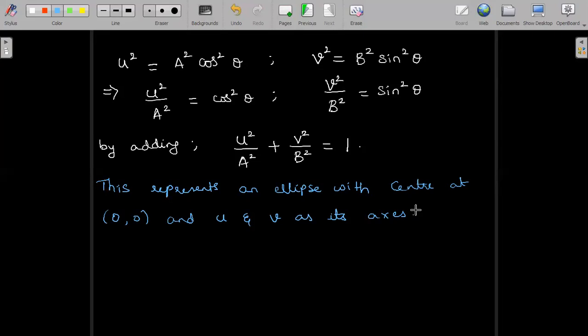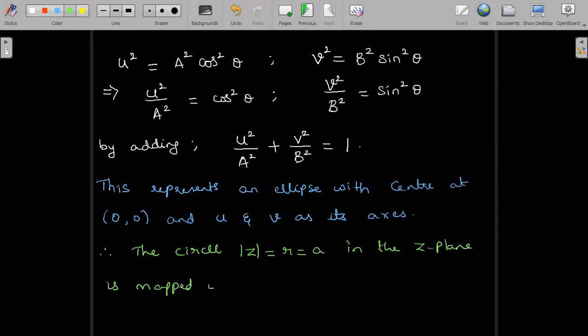Okay, then now we can conclude, therefore, the circle mod z is equal to r, which is equal to a, in the z plane, is mapped onto an ellipse in the W plane.